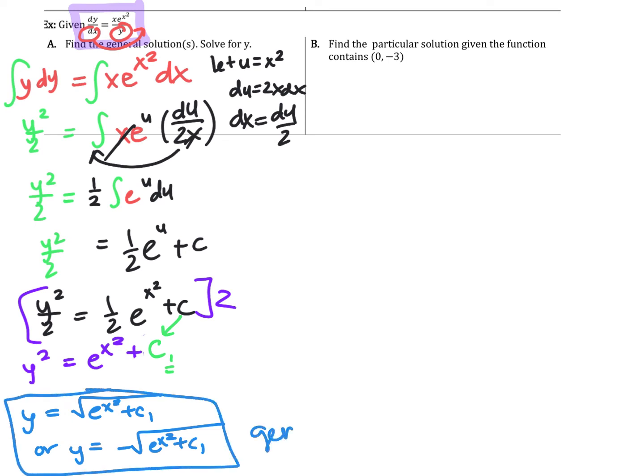So this is our general solution because it still has a plus c here. What part B is going to say is go ahead and find the particular solution. Find the solution to this differential equation if we know that it has to pass through the point 0, 3.